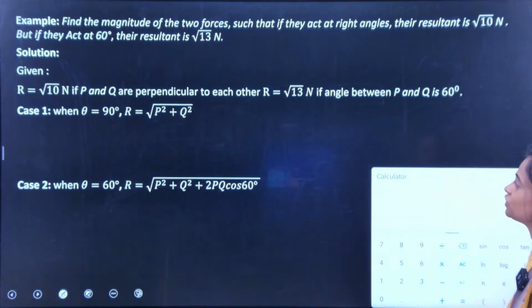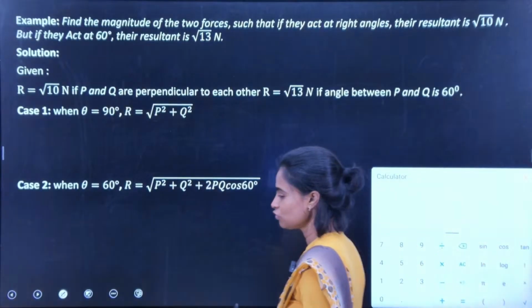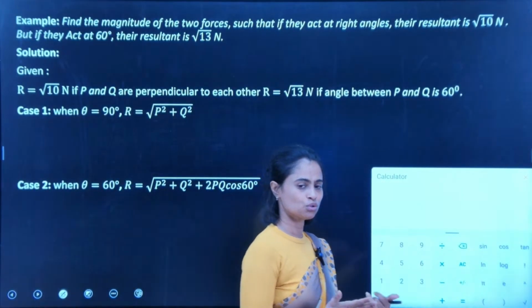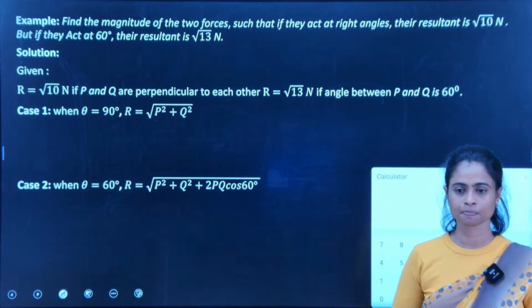So this problem says: find the magnitude of two forces such that if they act at right angles, their resultant is root 10 Newton, but if they act at 60 degrees, their resultant is root 13 Newton. So we have two cases here. In one case, the resultant is root 10 Newton.